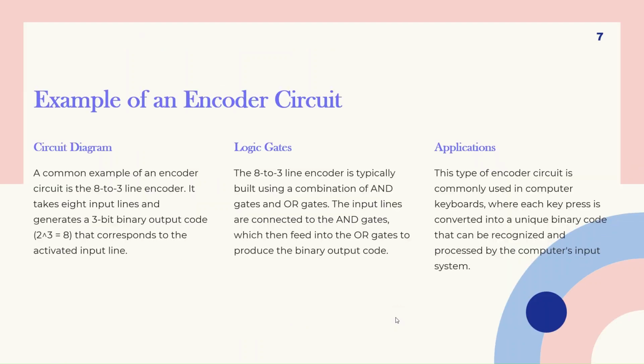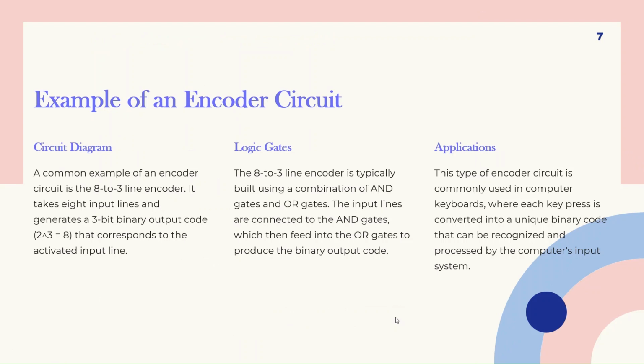Example of an encoder circuit diagram. A common example of an encoder circuit is an 8 to 3 line encoder. It takes 8 input lines and generates a 3-bit binary output code that corresponds to the activated input line.